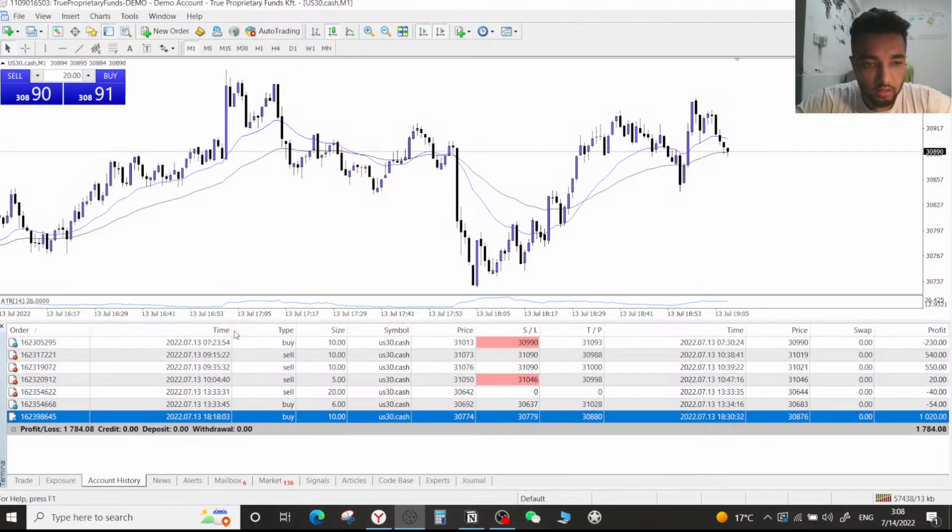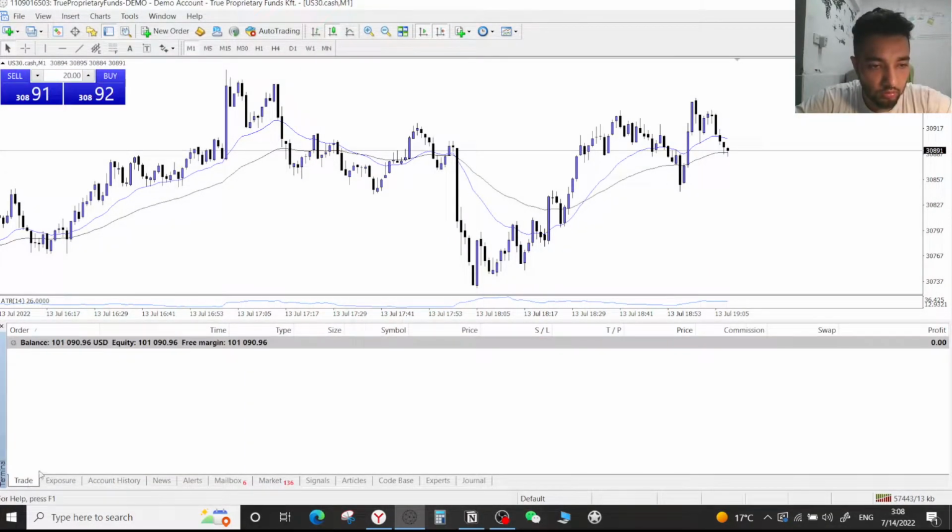So as you guys can see, today I made $1,780, so I brought my account to break even and $1,000 profit, which means I made 1%, so I have 7% to go.